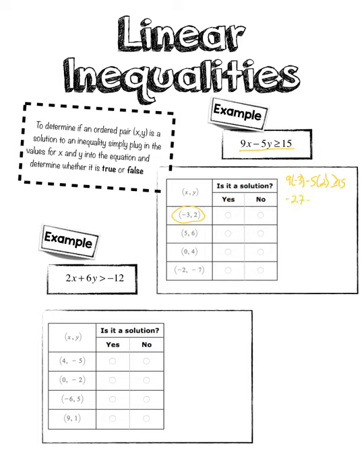-27 minus 10 is greater than or equal to 15. -37 is greater than or equal to 15. Is this a true math statement? No, it is not. So that point, -3, 2, is not a solution. It is not a solution to this equation. So you are going to go through all 4 pairs, and you are going to do the math to determine if it is or is not. Let's do another one.